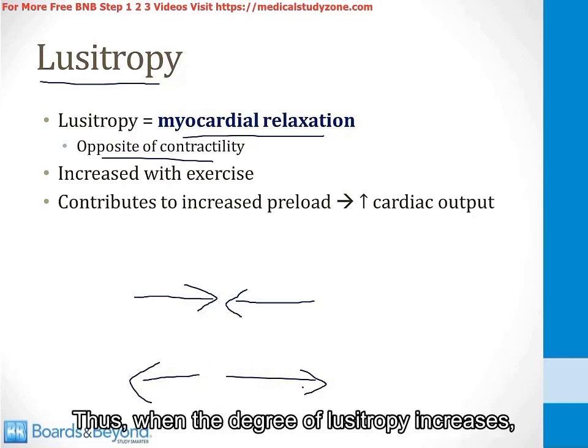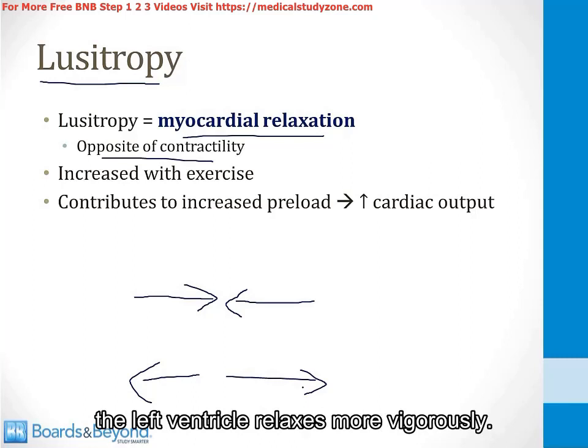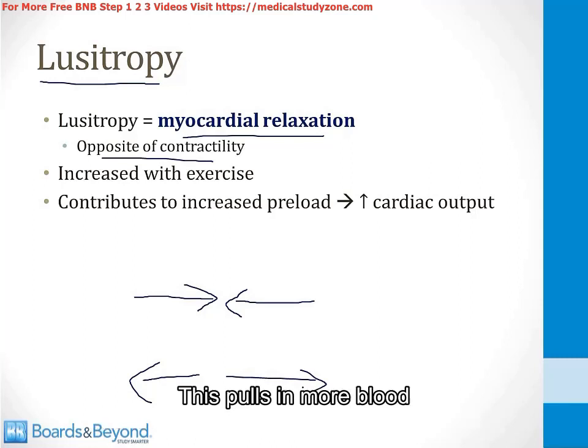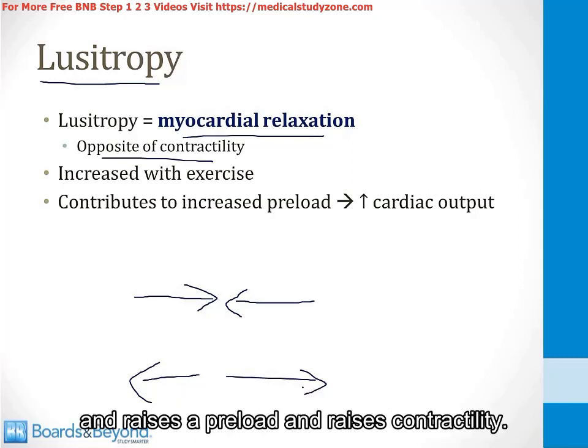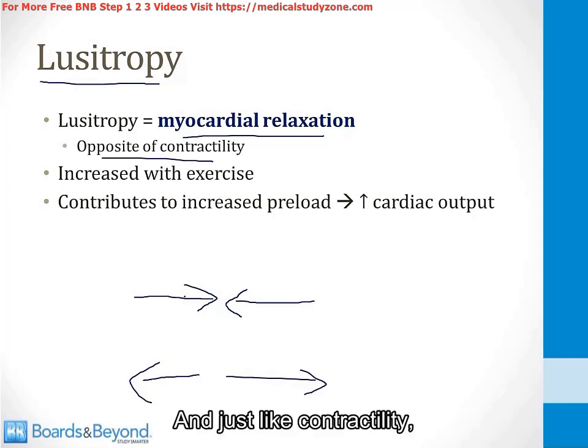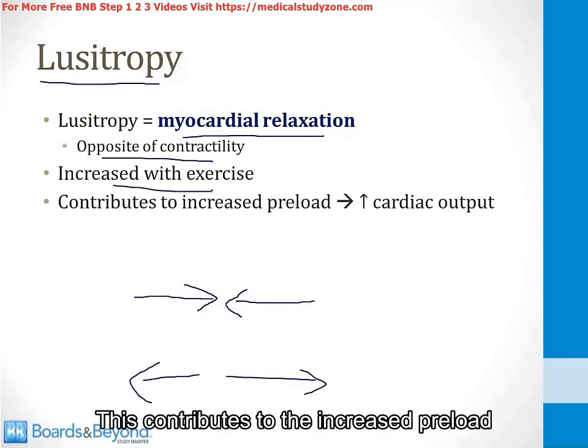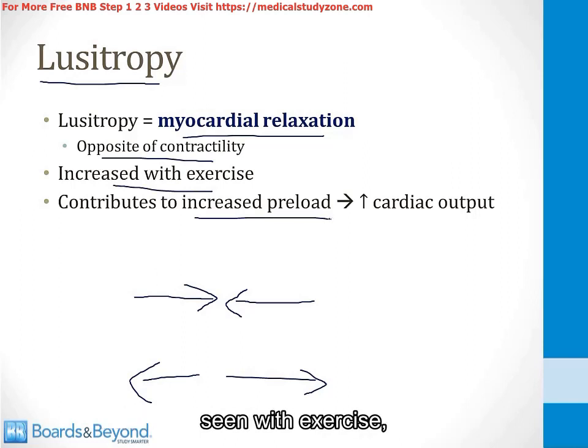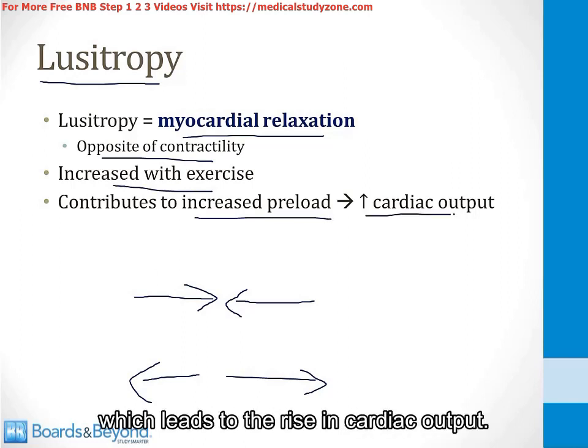Thus, when the degree of lusitropy increases, the left ventricle relaxes more vigorously. This pulls in more blood and raises the preload and raises contractility. And just like contractility, lusitropy is increased with exercise. This contributes to the increased preload seen with exercise, which leads to the rise in cardiac output.